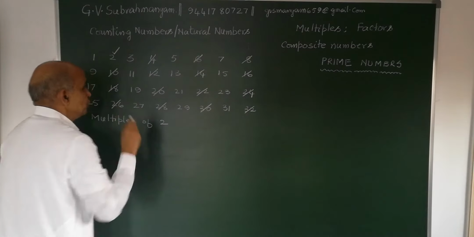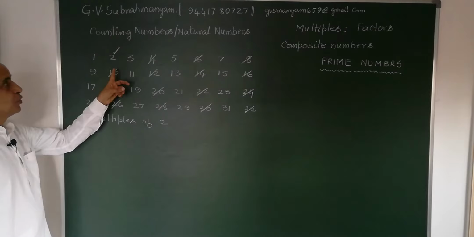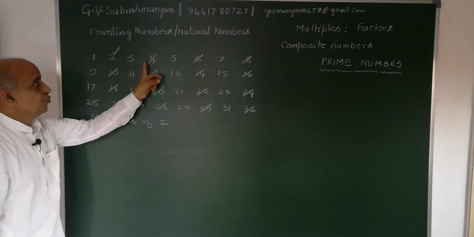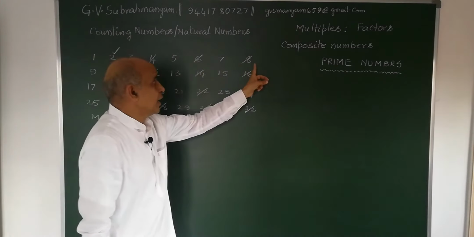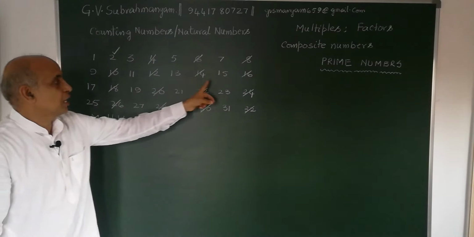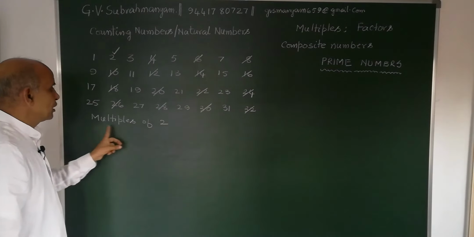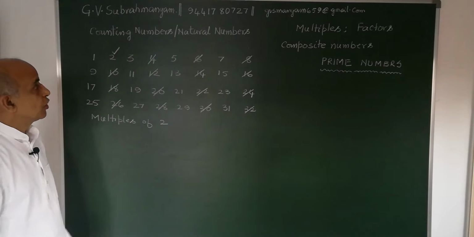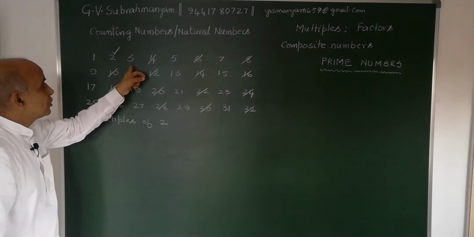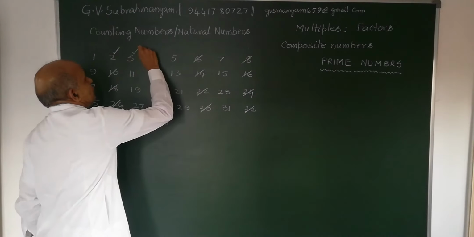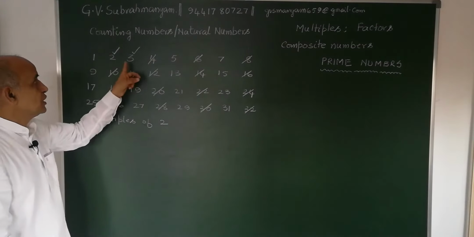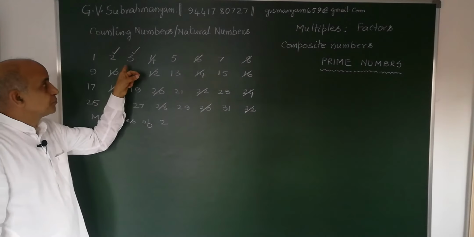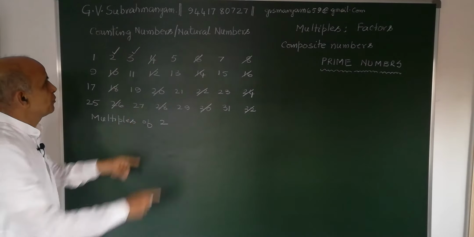So what are these multiples of 2? 2, 4, 6, 8. So these are which I have crossed. They are called the multiples of 2. Now let us see what are the multiples of 3. Let us start with 3. So 3 is the first multiple. 3 ones are 3.